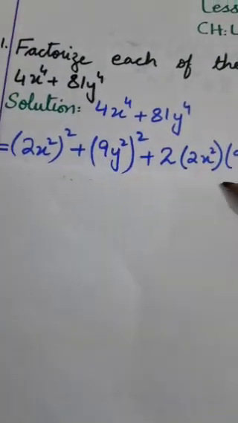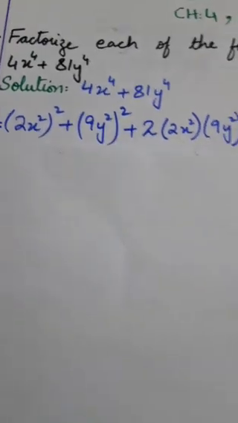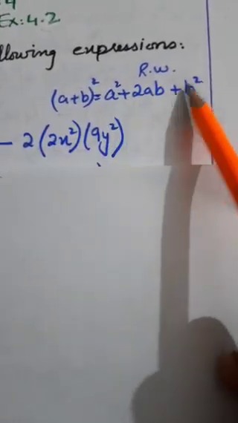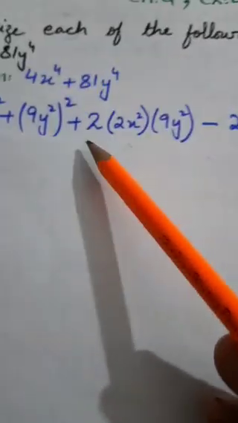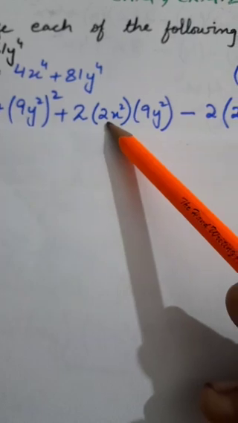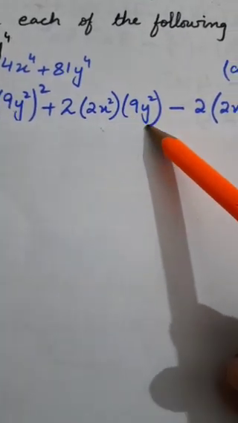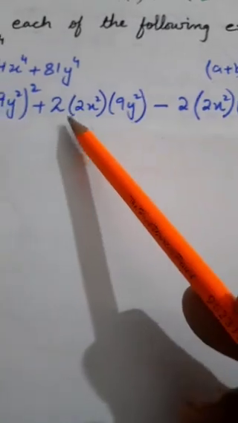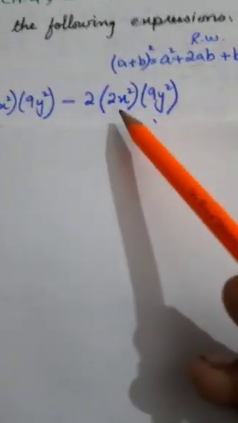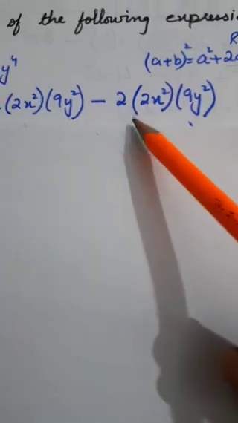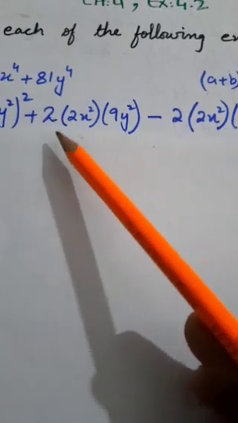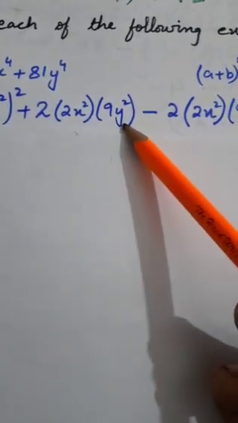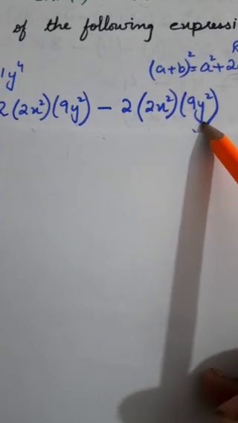Now how do we know what to add and what to subtract? You know that in the formula it is a square plus 2ab plus b square. So in the middle we need 2ab. So you write plus 2, and a is 2x square and b is 9y square. And whatever you write in the plus form, you have to subtract also, because whatever you add, you have to subtract. So in the same way, 2 times 2x square times 9y square.